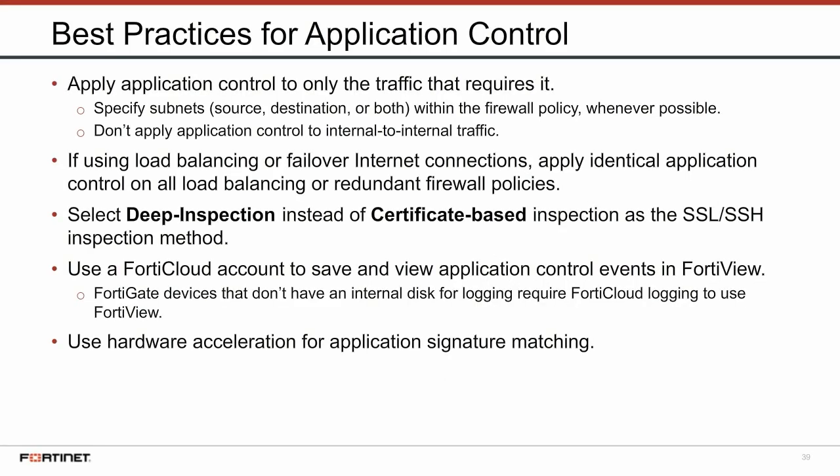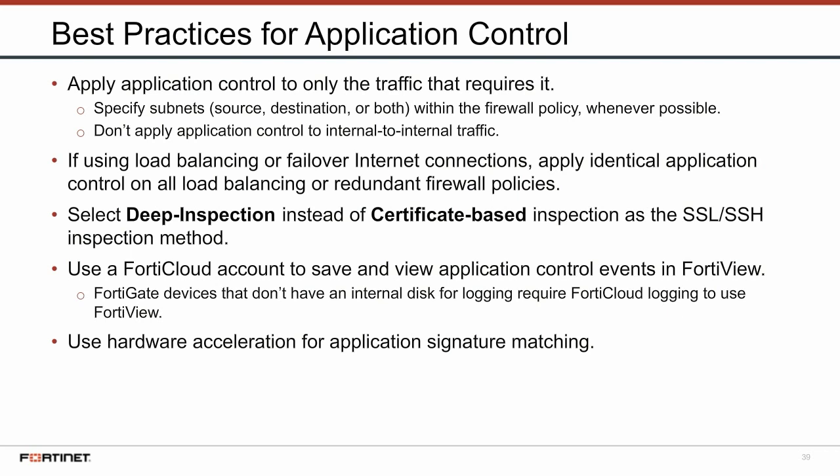This slide lists some best practices to keep in mind when implementing application control on FortiGate. Not all traffic requires an application control scan. Don't apply application control on internal-only traffic. To minimize resource use on FortiGate, be as specific as possible when creating firewall policies. This will not only reduce the resource use, it will also help you build a more secure firewall configuration.